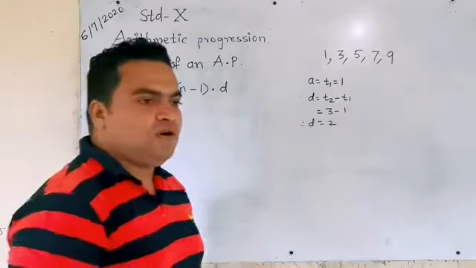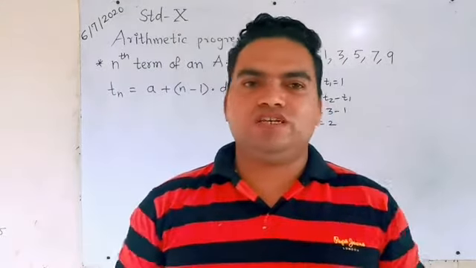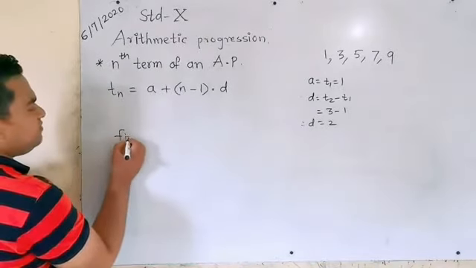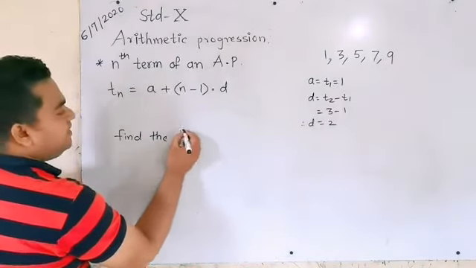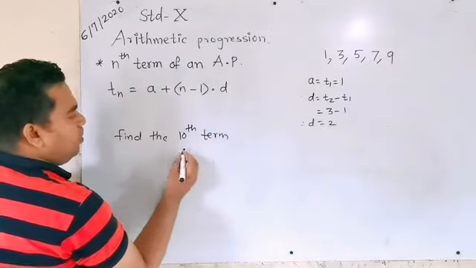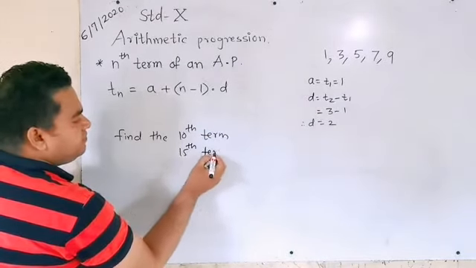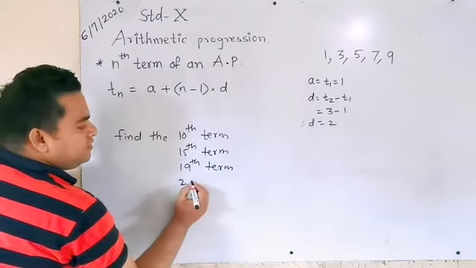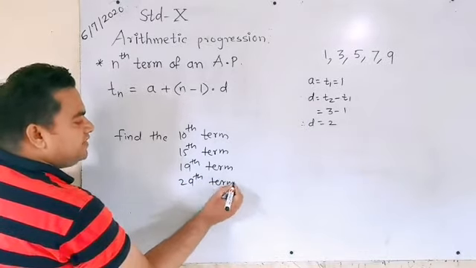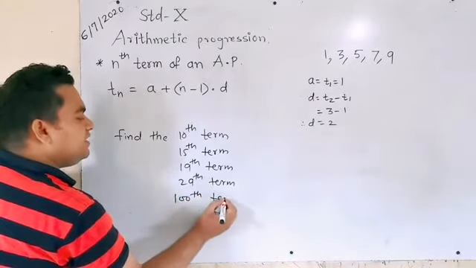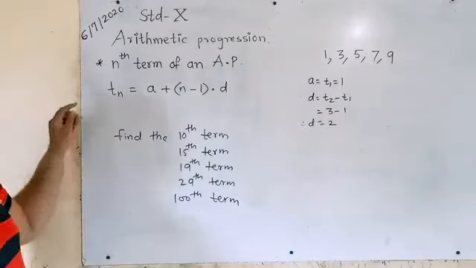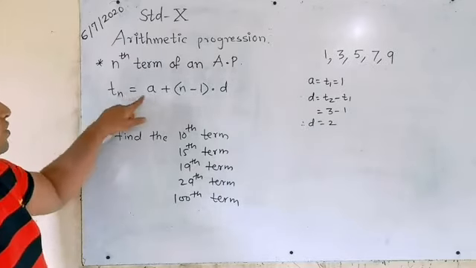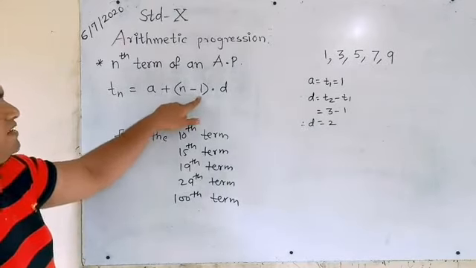What is nth term? In any question you will find, the question will be like this: find the 10th term, or 15th term, or 19th term, or 29th term, like this. Till any term you can find out with this formula. So this formula is known as the nth term formula. How to read it? Tn is equals to A plus bracket n minus 1 into D.